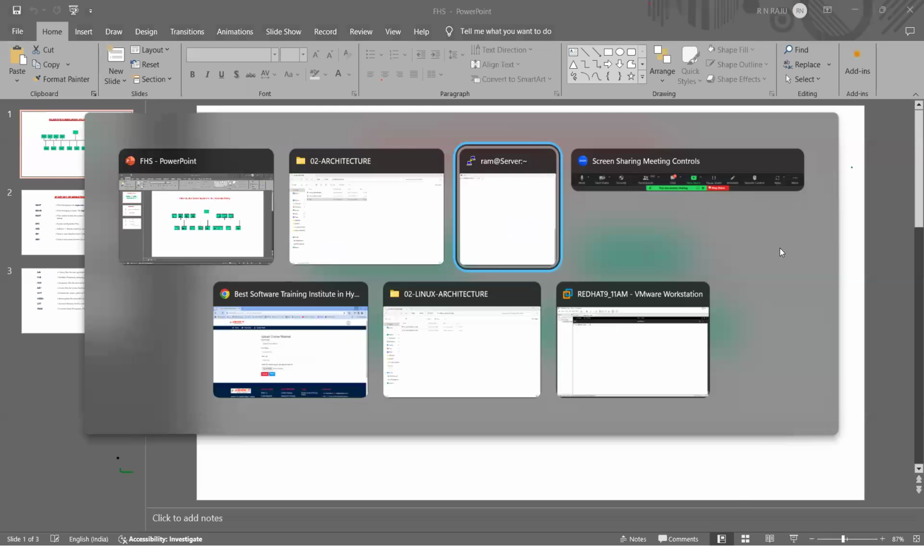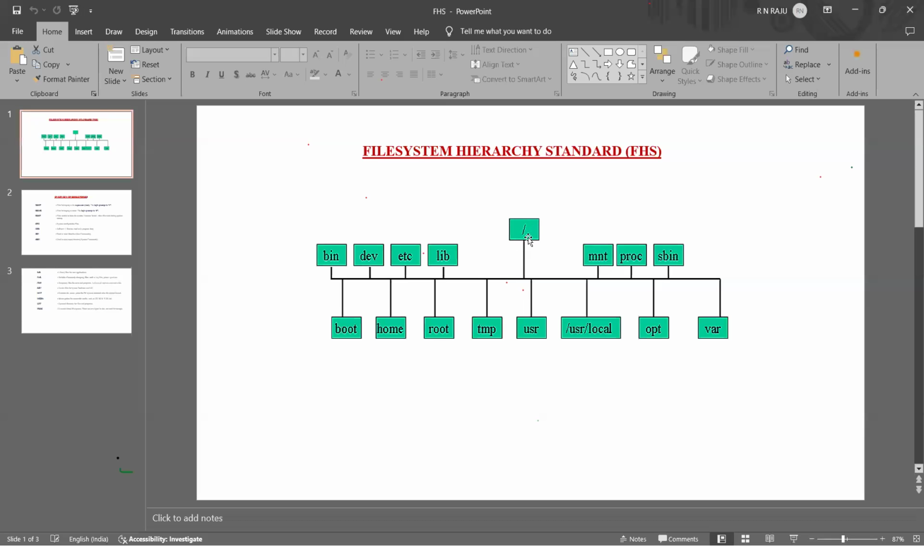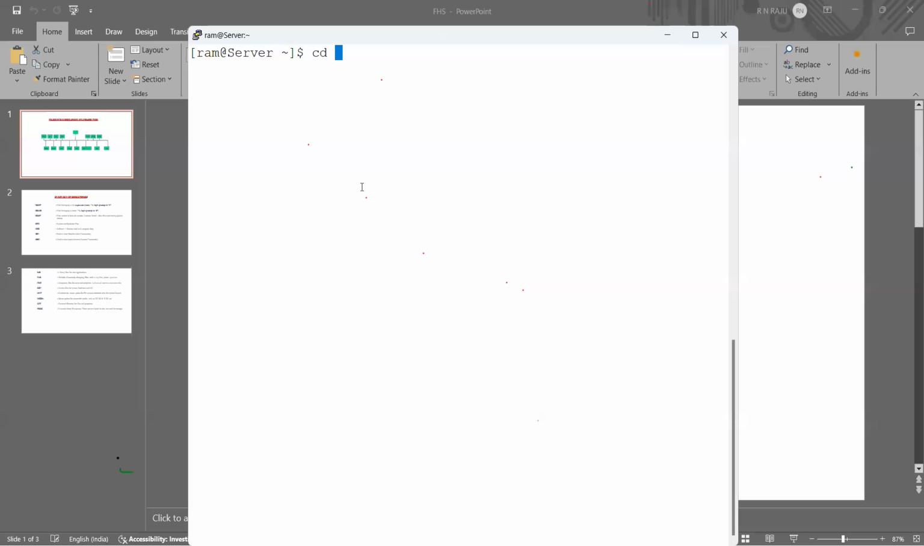Where are the directories? Now I will show you here. First, every directory is under slash only. So that's why I will go with cd space slash. If I press enter, then check with ls. See, the bin directory, dev directory, boot directory, etc, home, lib, media, mnt, opt, proc, and everything is there.